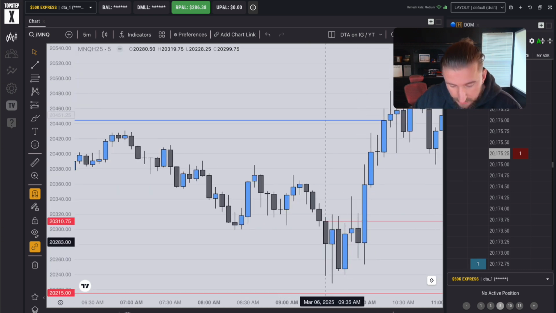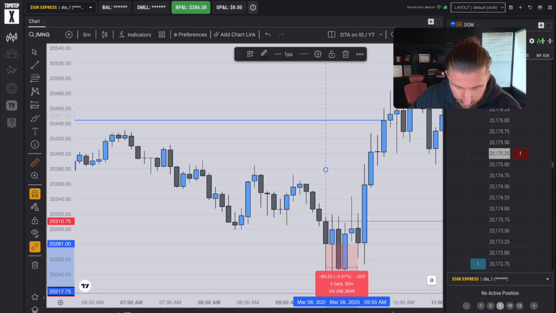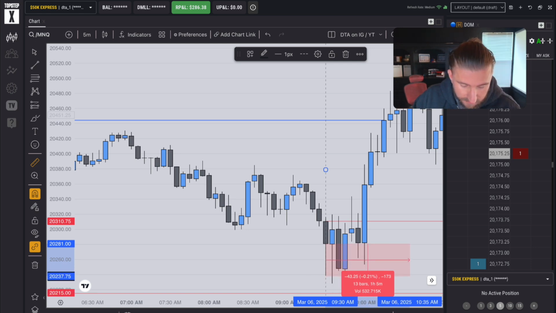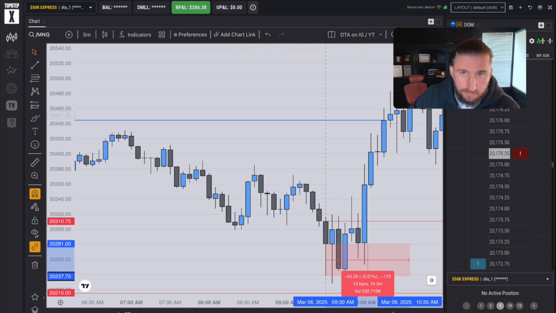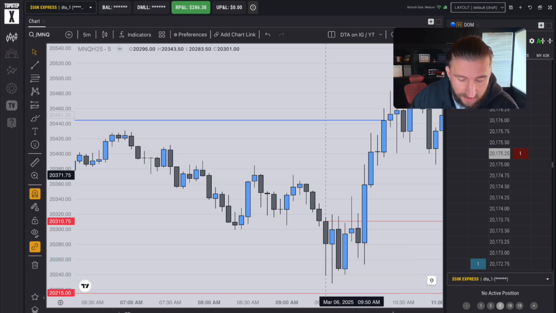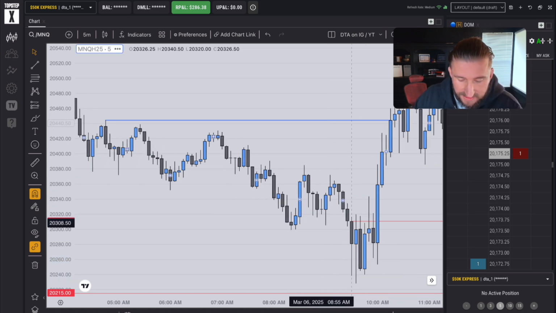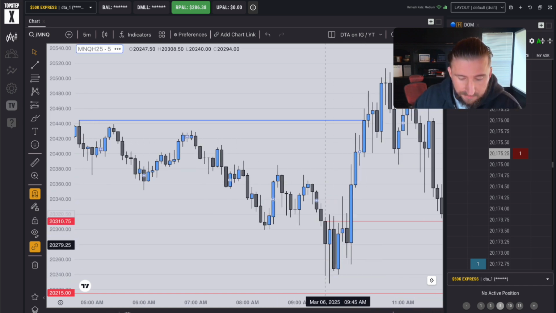When you see a big wick like this, I know it looks a little silly at the moment, but we're talking 40, 50 points on wicks. That's bigger than some people's targets. So with that being said, we had this initial dip lower. NQ is not the market I was interested in.